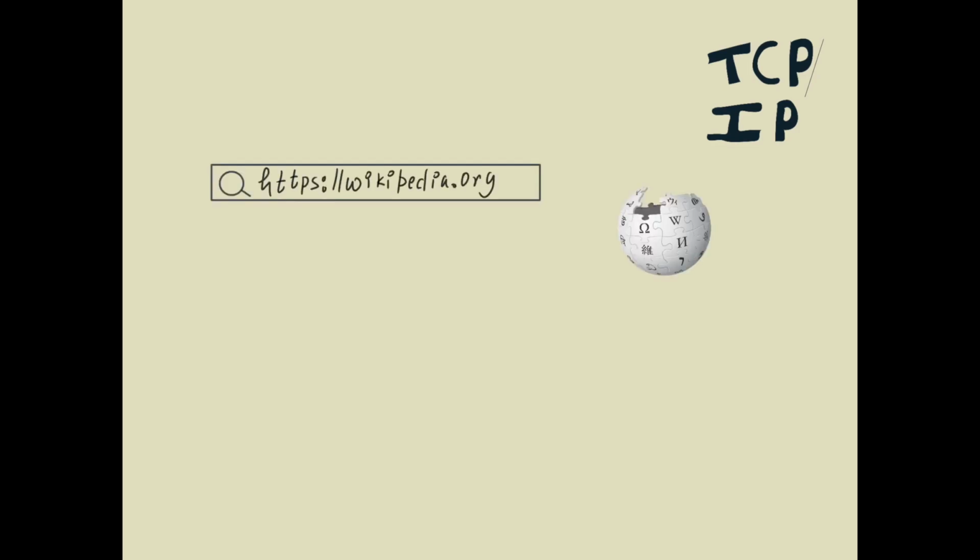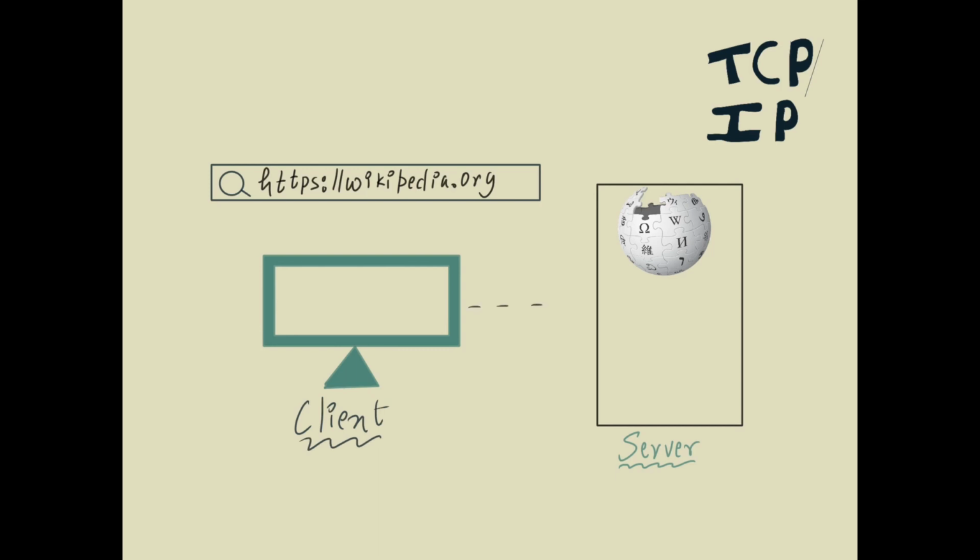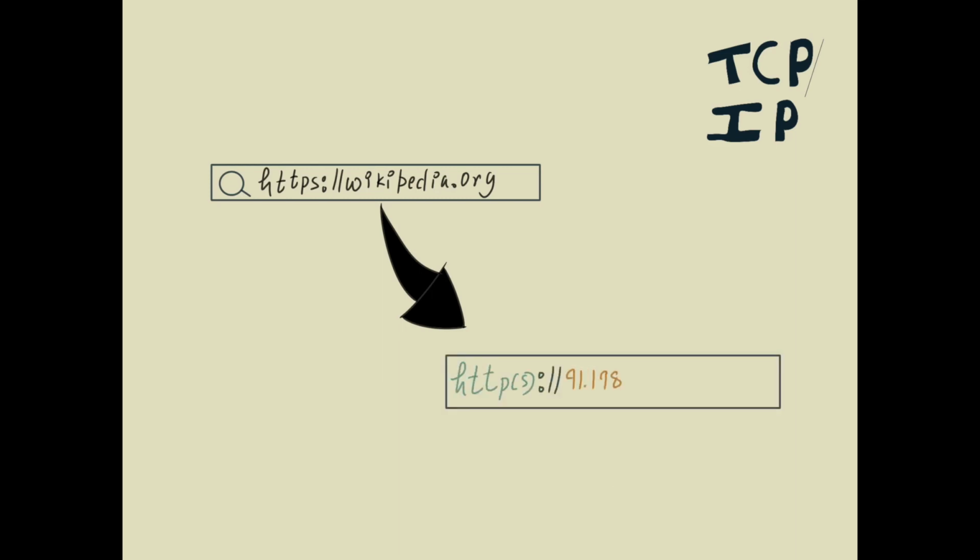The backbone of the modern day internet is the TCP/IP protocol. When you visit a website, for example Wikipedia, these websites are served from a server, and you need a client, for example your computer, to be able to access these servers. The address can be broken down into the internet language as the protocol, the IP address, and the port. Now let's look at each of these elements separately.